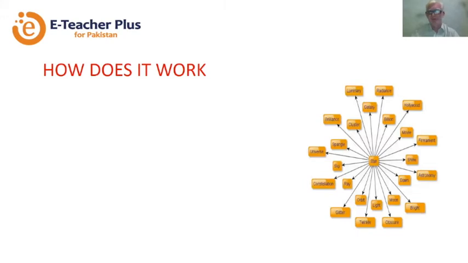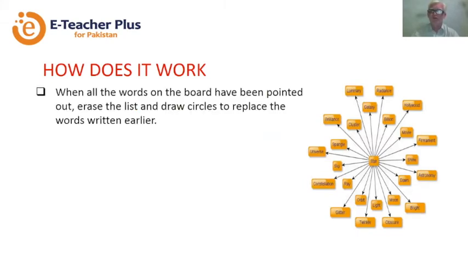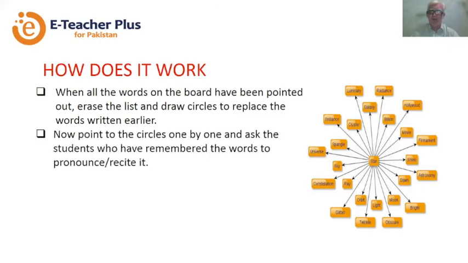Then, when every word has been done in this manner, you erase those words and replace them with circles or squares, as you like. In the next stage, you point to the squares or the circles and ask the students who have remembered their word to pronounce it loudly, so that every student can listen.